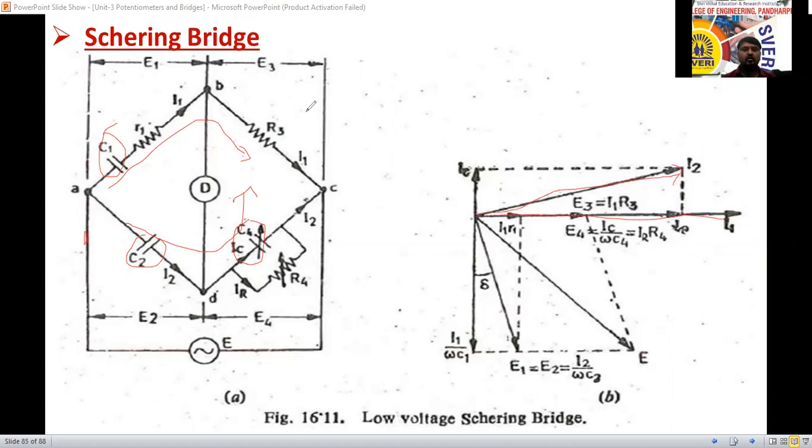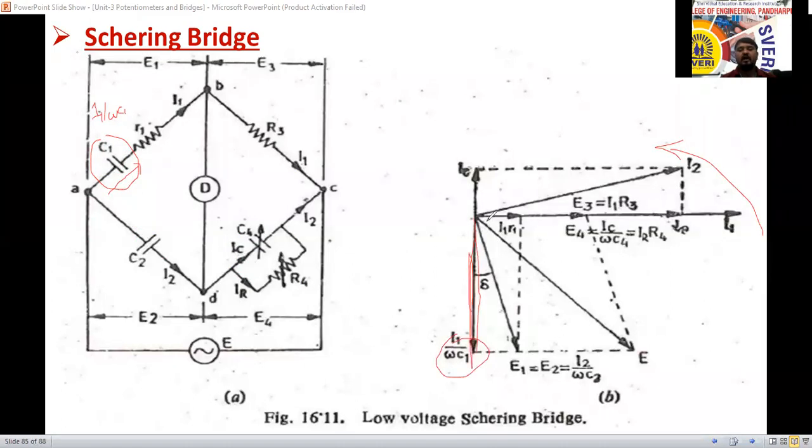Next, what we have to do? The I1 will start to flow here. The voltage drop across this one is I1 divided by omega C1. Voltage lags the current by 90 degrees. Lagging means you have to go in the anti-clockwise direction, so from I1 we take it downside. That is called I1 by omega C1, 90 degrees I have taken here.